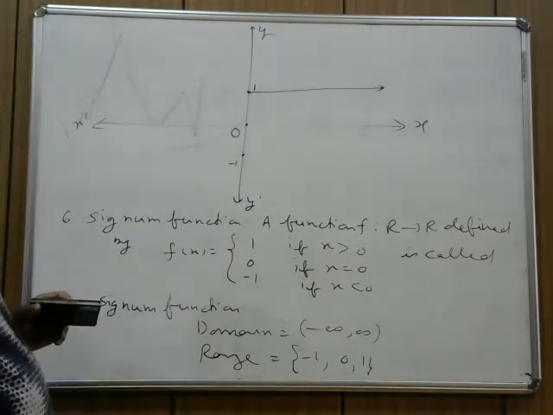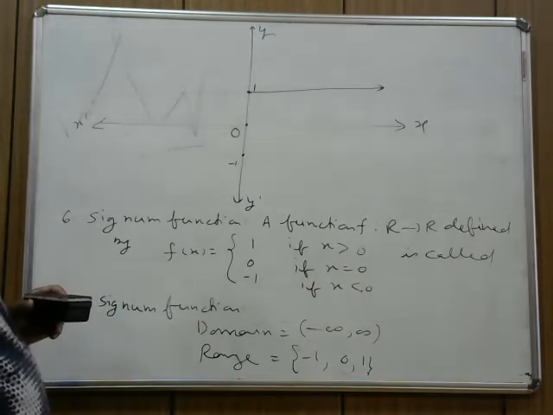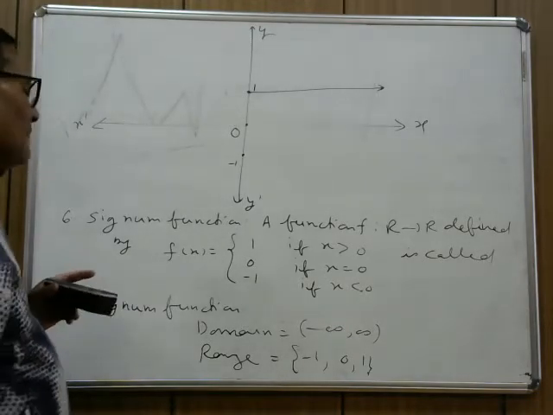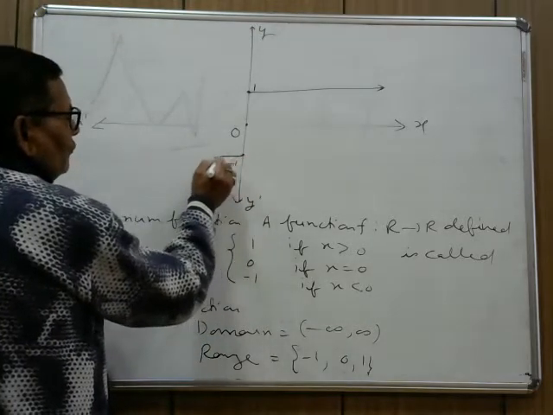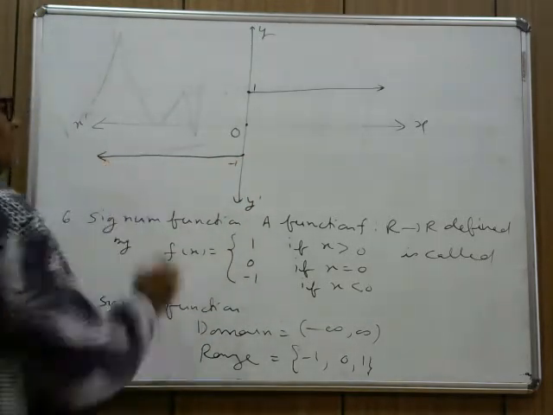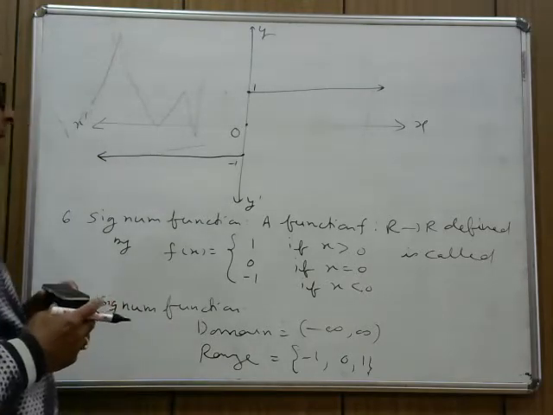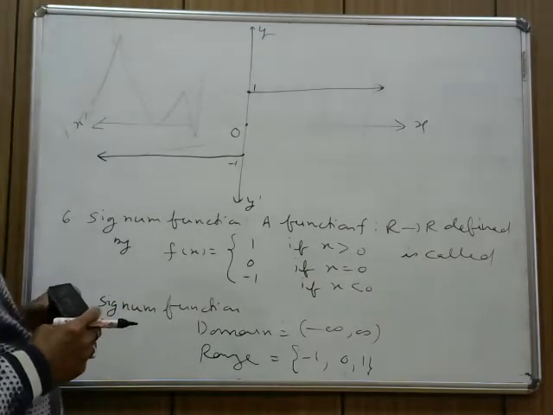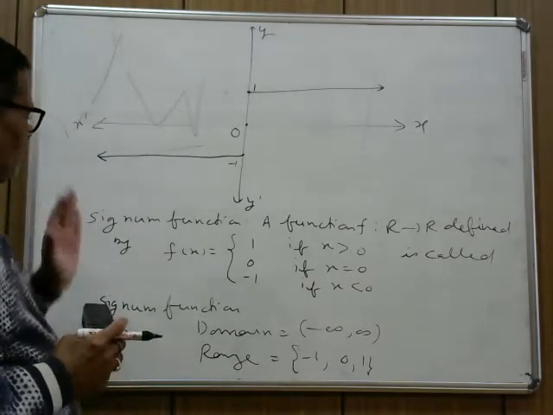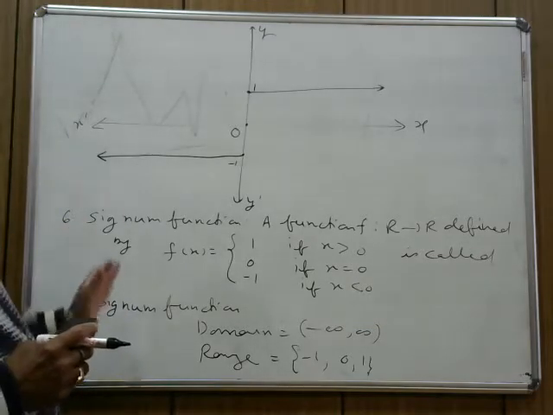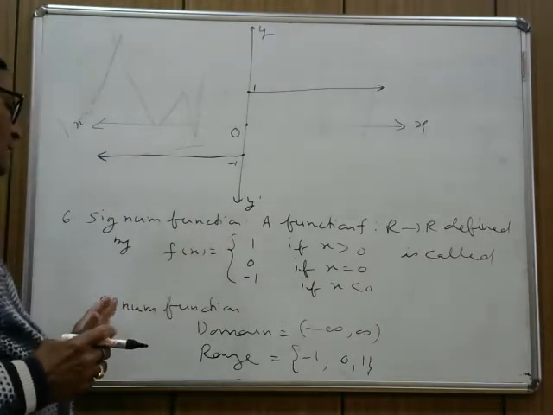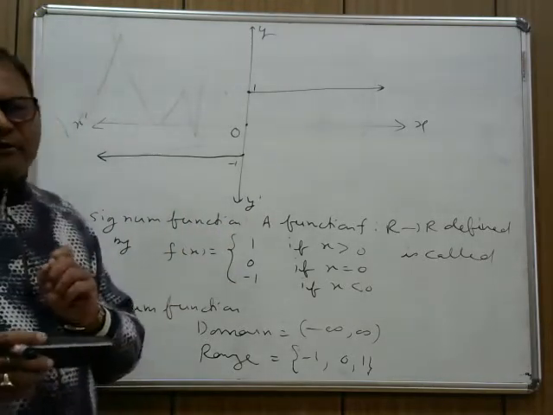So in this part, your graph is parallel to the x-axis at a distance of 1 unit above the x-axis. Now your f(x) is minus 1 when x is less than 0. So your graph is again parallel to the x-axis in this part, at a distance of 1 unit below the x-axis. So you remember these things. This is the graph of the signum function, and if a function f(x) is defined by this, then it is called the signum function.